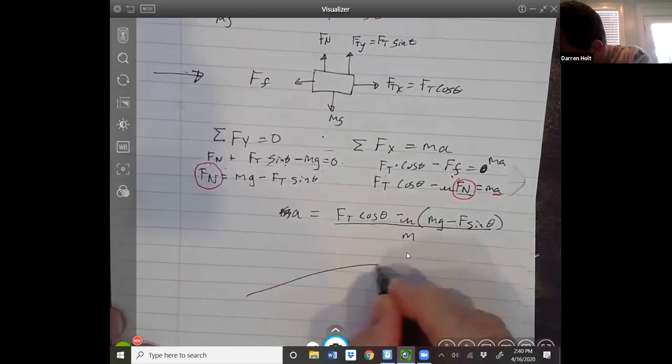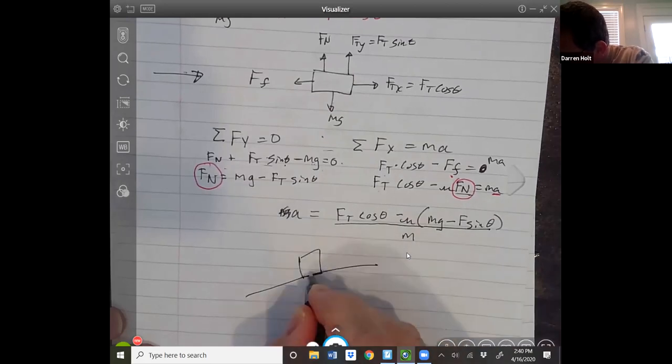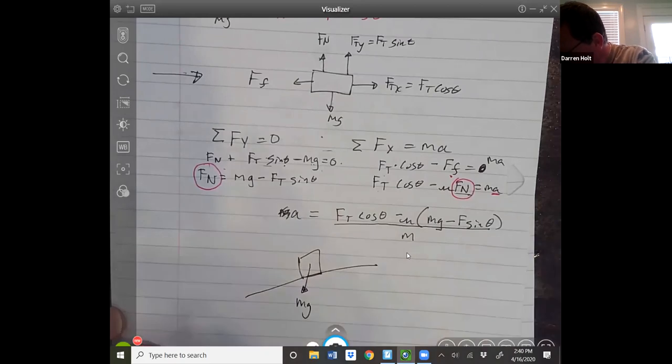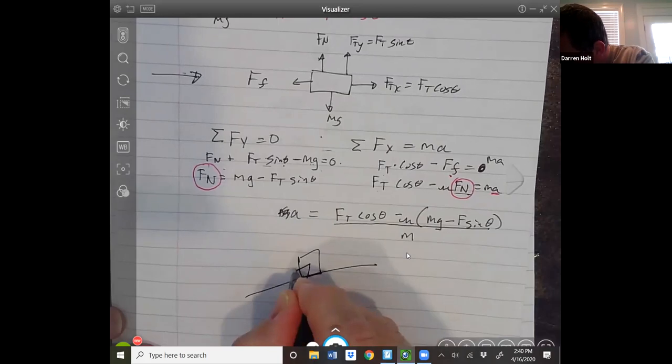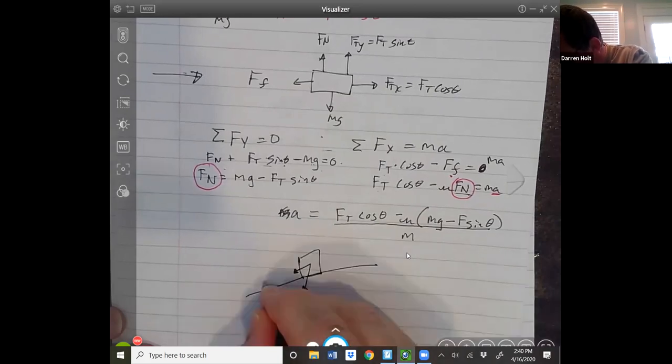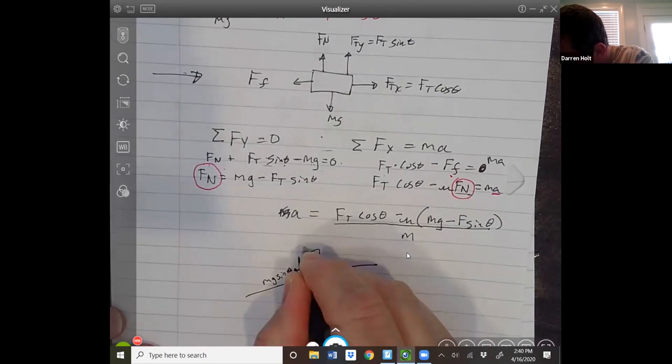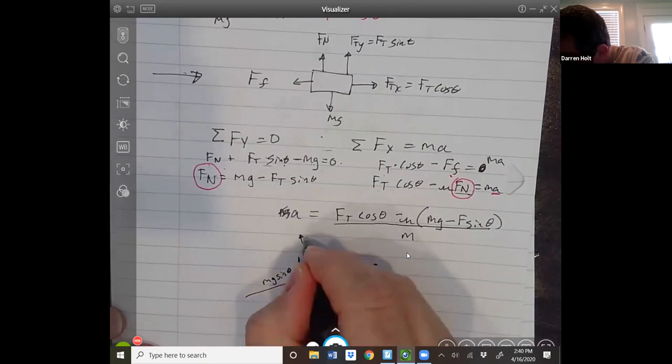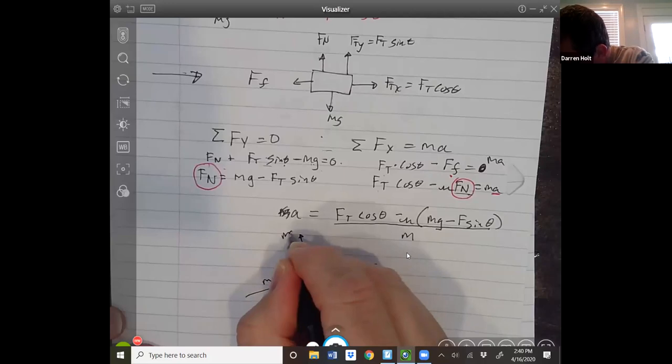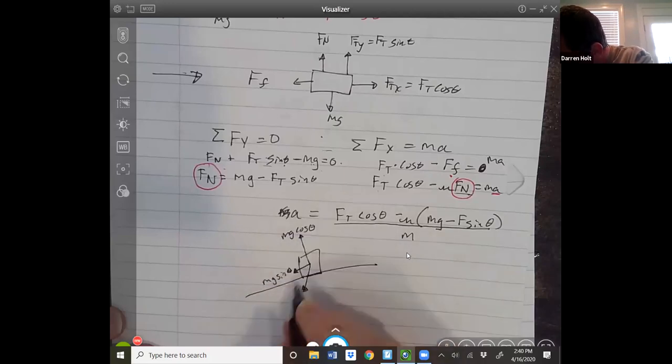So if you have a box sitting on an inclined plane, you've got mg acting down, and let's say there's no friction, then that's the only force acting. This component of the gravity, if you broke it down into components, would not be part of the actual free body diagram. That's mg sine theta. And the normal force, which actually acts up, is equal to mg times the cosine of theta. So that's if you break this down into components like that.